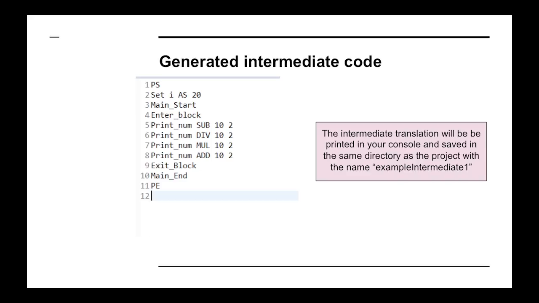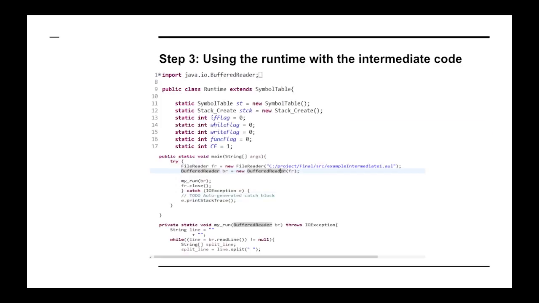Next, we see the actual generated intermediate code. This code will be printed out to you in the console. It will also be put into the example intermediate 1 file that's included in the AULRunner.java file. And now what you want to do is actually just run your runtime. The runtime for OWL is implemented in Java. It takes as input the intermediate code file and, depending on various cases encountered, produces the output.